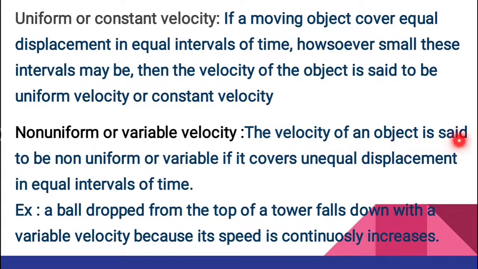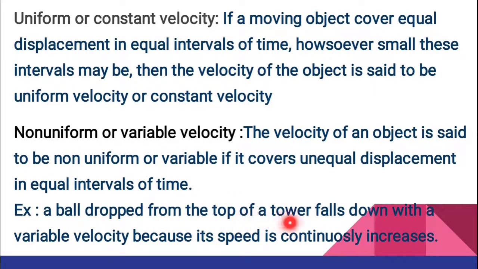The velocity of an object is said to be non-uniform or variable if it covers unequal displacement in equal intervals of time. For example, a ball dropped from the top of a tower falls down with a variable velocity. Why variable velocity? Because its speed continuously increases. Let me show you.